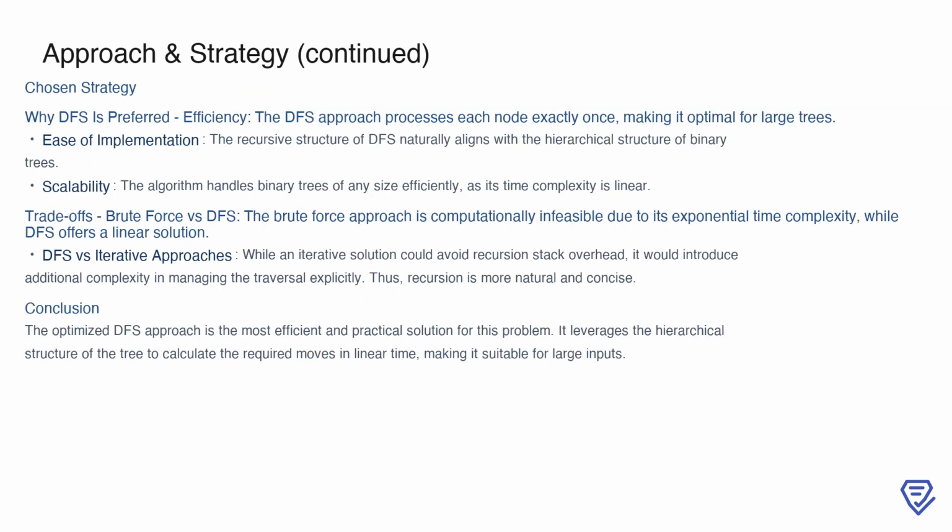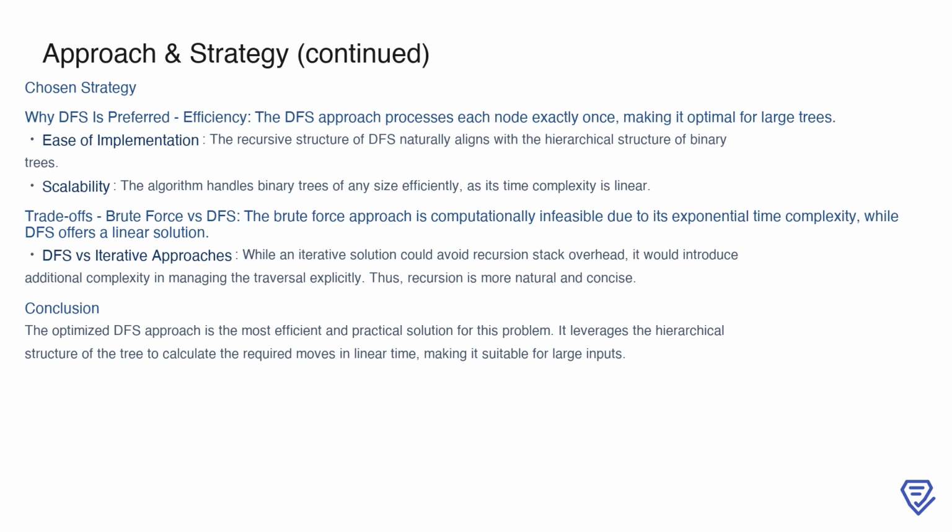The optimized DFS approach emerges as the clear choice for solving this problem, and here's why. First, it processes each node exactly once, making it highly efficient for large trees. Its recursive nature aligns perfectly with the hierarchical structure of binary trees, making the implementation intuitive and concise. This efficiency and ease of implementation allow the algorithm to scale seamlessly with the size of the tree.